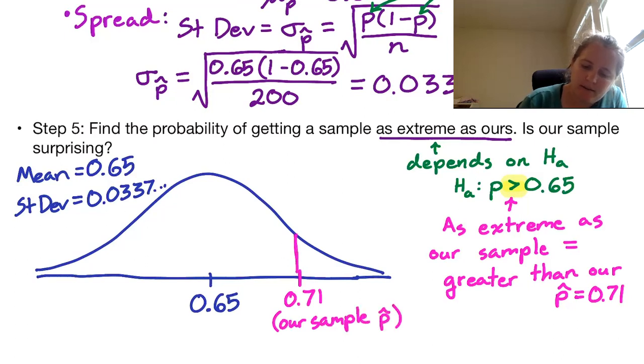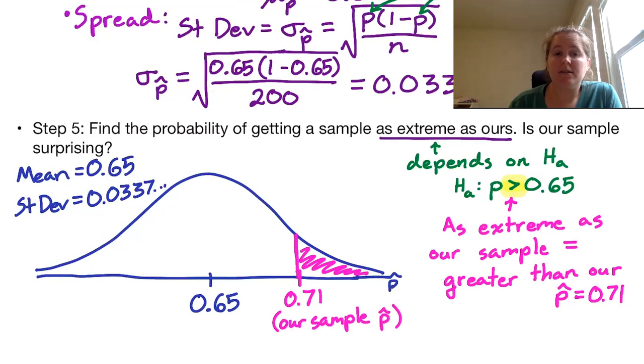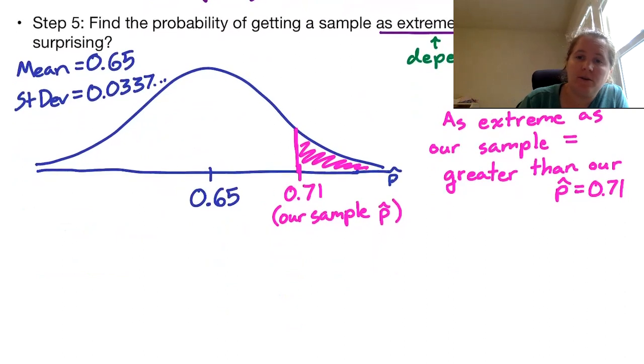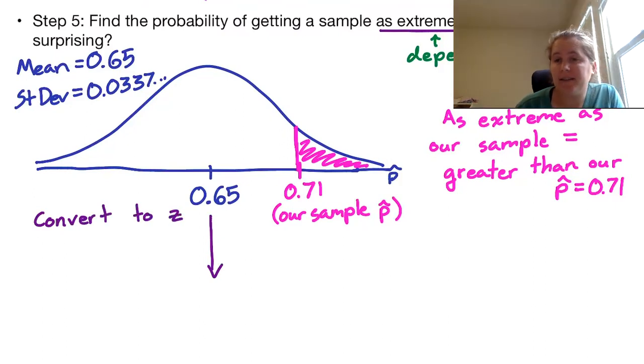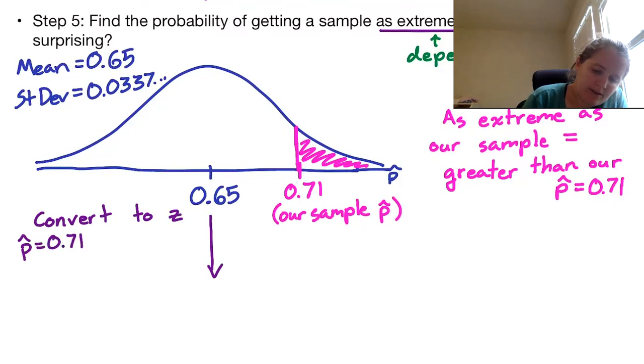And then as we just indicated, we should shade to the right. So we're looking to the right. Again, this is the p hat distribution we are considering. So we have our center, we have our standard deviation. We can go ahead and convert this to a z-score. So if we convert to z, the only thing we need to convert is that 0.71 that is of interest. So we have a p hat equaling 0.71 is going to be our data.